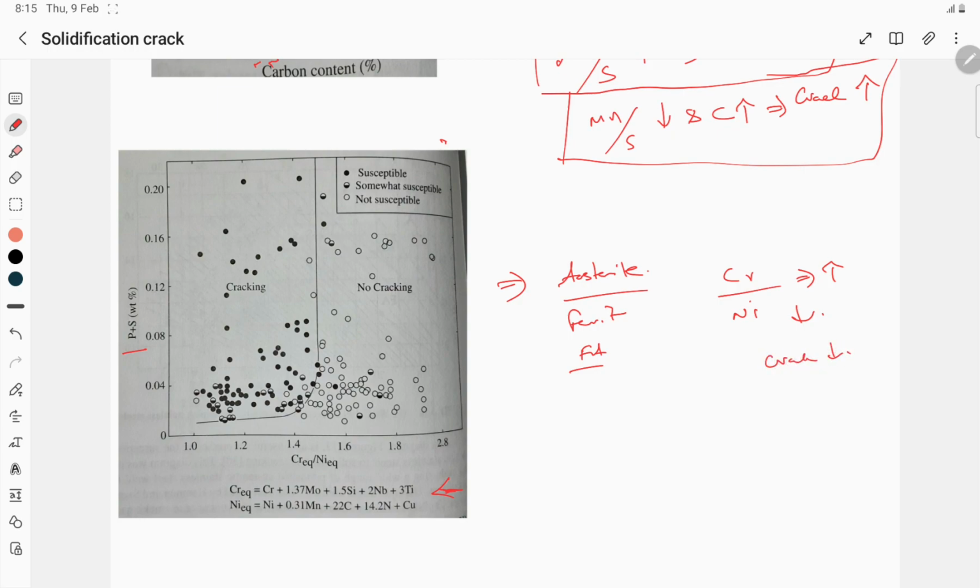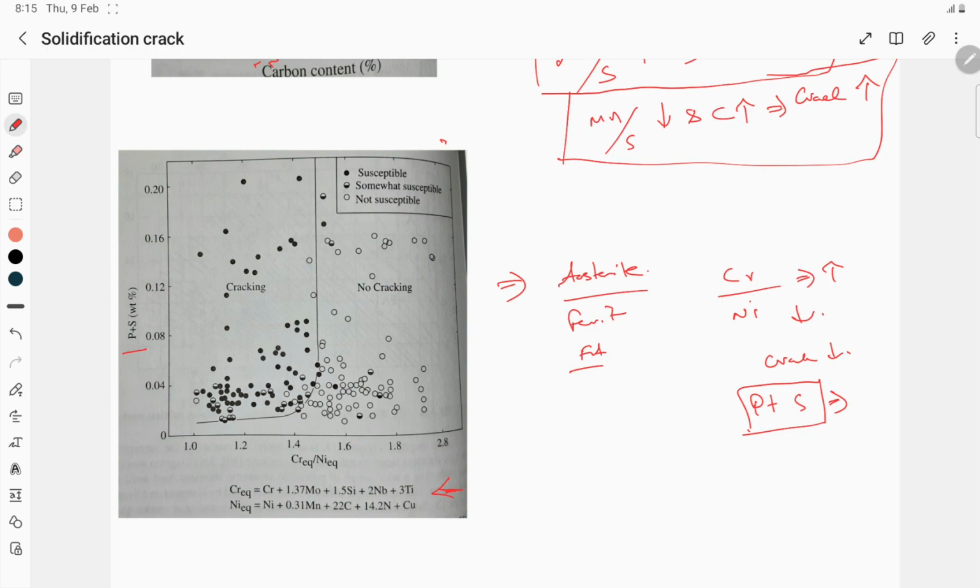Even though there is a certain volume of phosphorus and sulfur in the material, if the ratio of chromium and nickel equivalent is higher, the possibility for the formation of crack is generally lesser. That is what is shown in this picture. You can see in the x-axis they have taken the ratio of chromium to nickel equivalent, and the y-axis they have taken the weight percentage of phosphorus and sulfur.